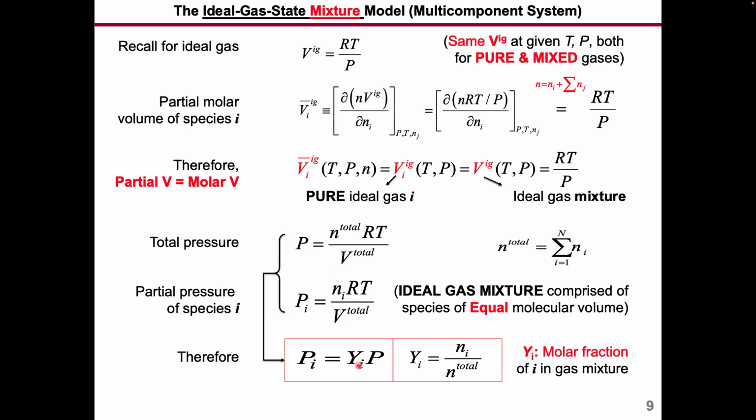n_i divided by n_total is just the mole fraction of species i in the mixture, right? So partial pressure is equal to the mole fraction of species i times total pressure, because mole fraction is equal to n_i divided by n_total by definition, right? All right, so that's unique for volume, right? Partial molar volume is equal to molar volume at a given temperature and pressure. Okay, and from this we can correlate partial pressure with mole fraction.